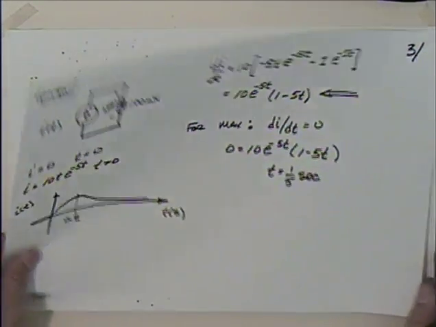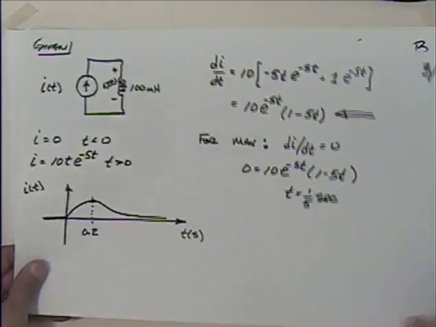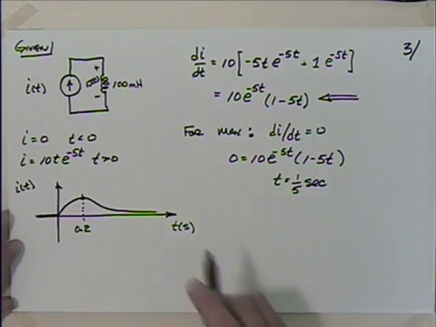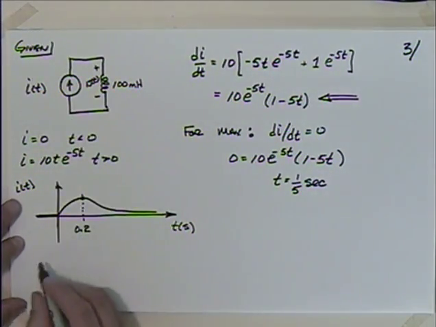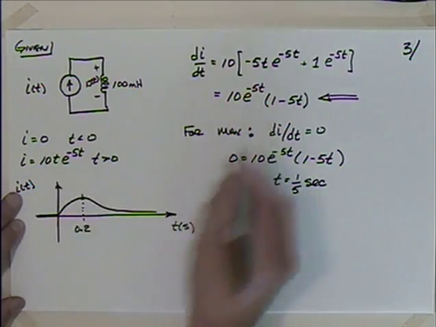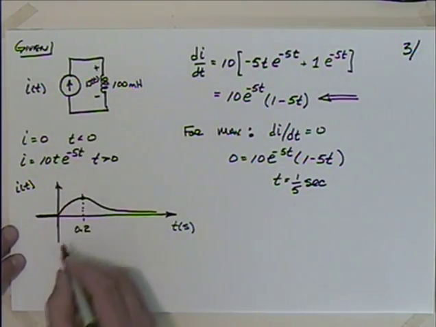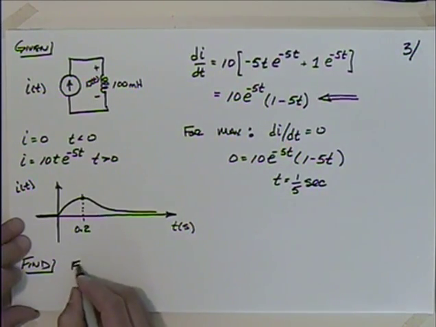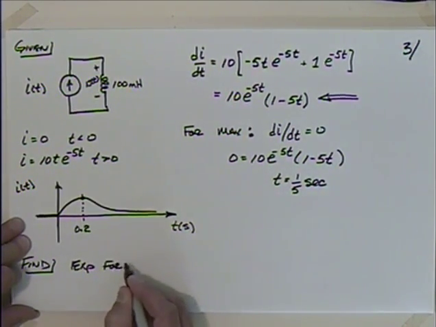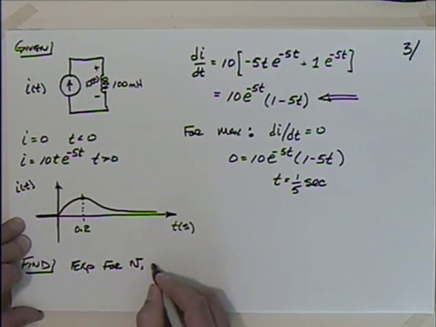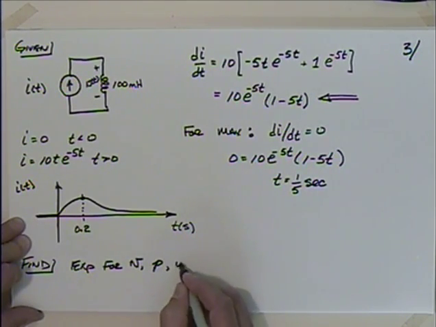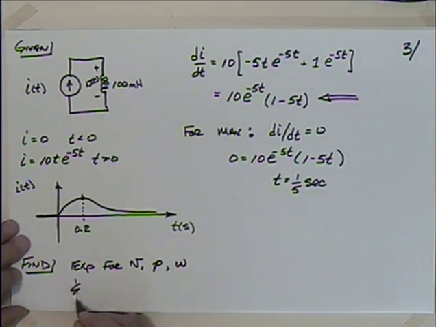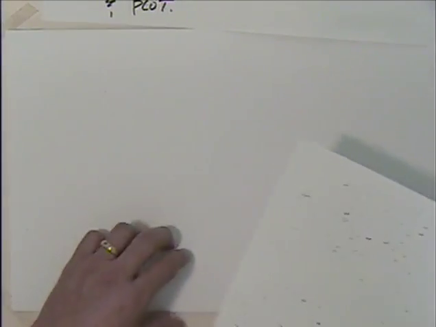We'll come back to this. I guess I didn't do a very good job of saying what we were trying to find. Much of this is really just going through what we were given. What we'd like to find is the expressions for voltage, for power, and for energy, and we'd like to plot those. Okay, so very similar to what we did with the capacitor.